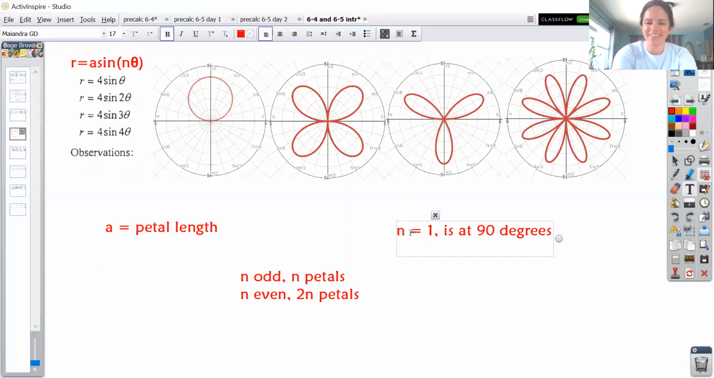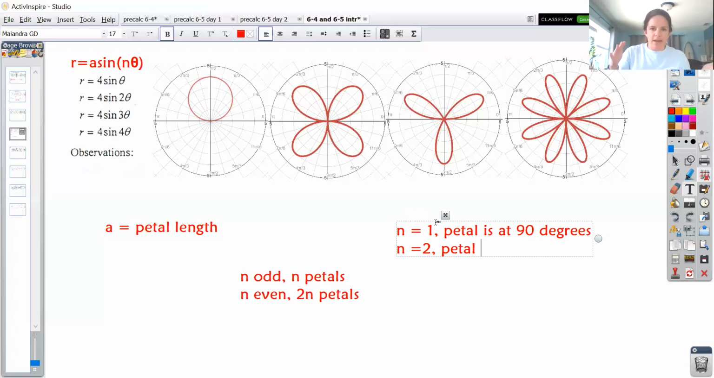When n equals 1, the petal, quote unquote, is at 90 degrees. But when n equals 2, which is the second case, so there are 4 petals, right? N and the number of petals are not quite the same. But when n is 2, notice that the first petal appears at exactly what looks like halfway in between the x and y axis. So the petal would be at 45 degrees for the first petal. And for n equals 3, the petal looks like it's at 30 degrees.